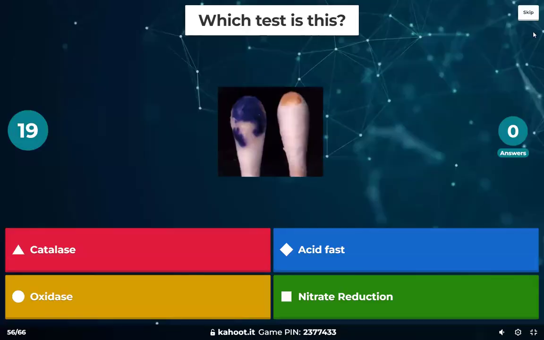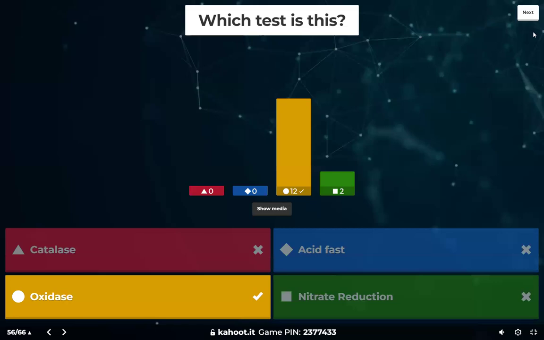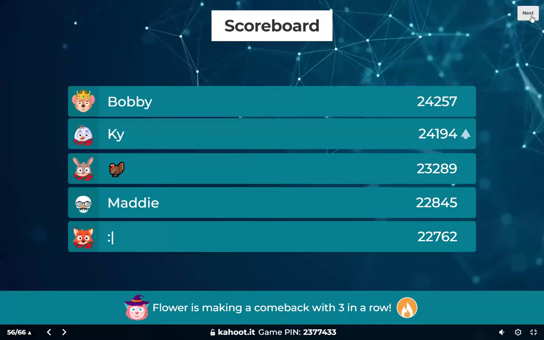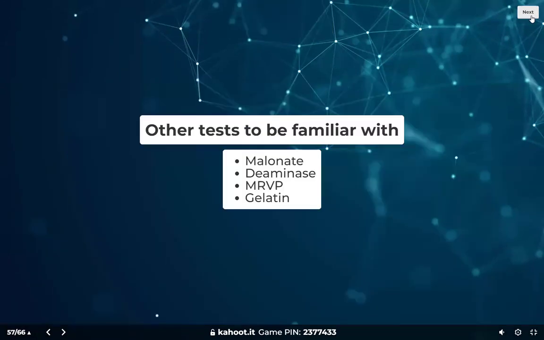So what test is this one then? This one's the oxidase test. The reagent we use for the oxidase test is just oxidase reagent, okay? That's all you need to know. Probably not going to test you on that, so don't worry about what it is, okay?